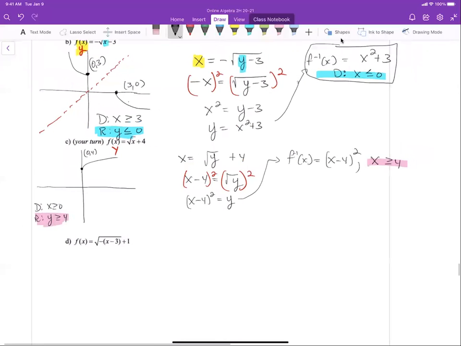What does this look like graphically? Once again, this is a parabola. I'm only going to look at the right side of it because x has to be greater than or equal to 4. And it was shifted to the right 4. So 1, 2.